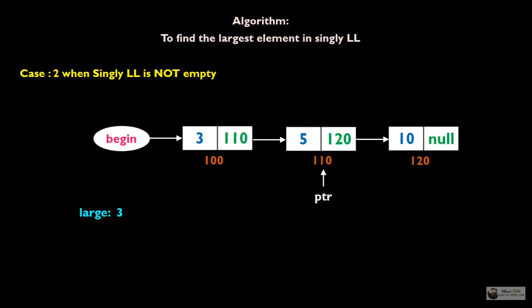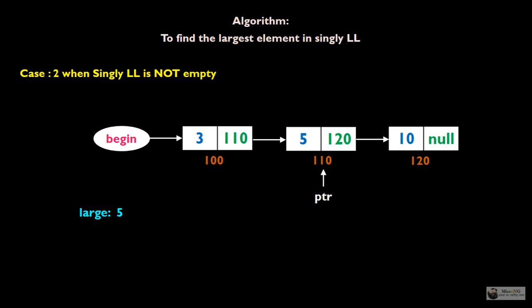Now using an iteration, we can check what is the data present in this particular pointer. Here it is 5. Now, is this data 5 bigger than the data present in the variable large? The large variable currently has the value 3, and 5 is a bigger value compared to 3. So we store 5 as the largest value for the time being.